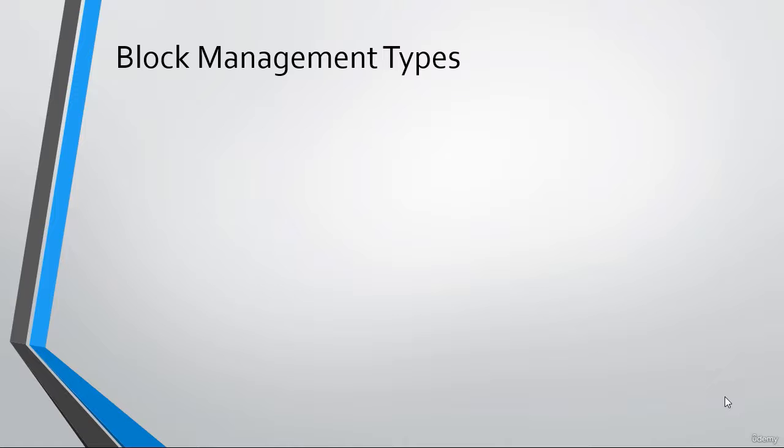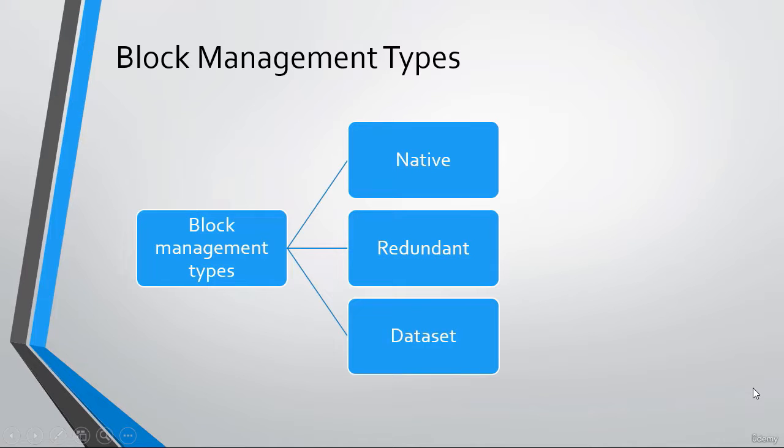So broadly speaking, the block management types are divided in this fashion, that is native, redundant, and dataset. So each of these has its own properties, and we will discuss now each of them.